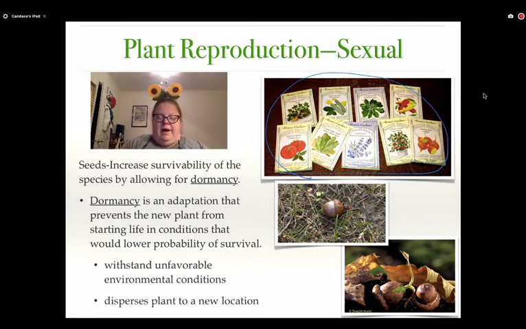And so that possibility with seeds is the great advantage of seed plants because they allow for this period of dormancy. So essentially, if there are unfavorable environmental conditions, like if it's too cold, if it's too hot, if there's not enough water, if there's not enough carbon dioxide or oxygen, the plant won't start growing. And then it also allows for dispersal so that the parent plant can disperse the seeds away from the adult plant.